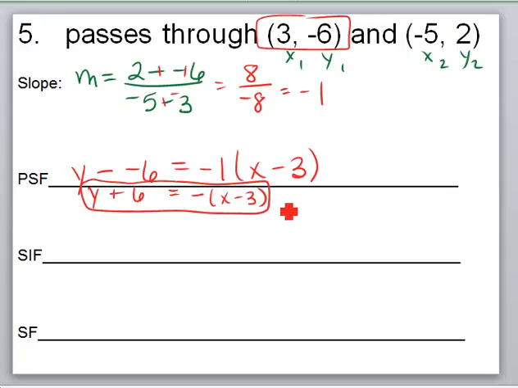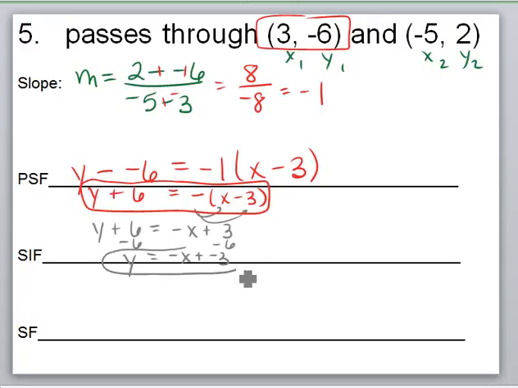Either one of these is correct, so make sure that you know that. To do slope-intercept form, I would distribute my negative through. So I'd get y plus 6 equals negative x. That would be a plus 3 because the negative times the negative is a positive. And then I would subtract 6 on both sides, and I'd get y equals negative x plus negative 3. And I'd be finished.